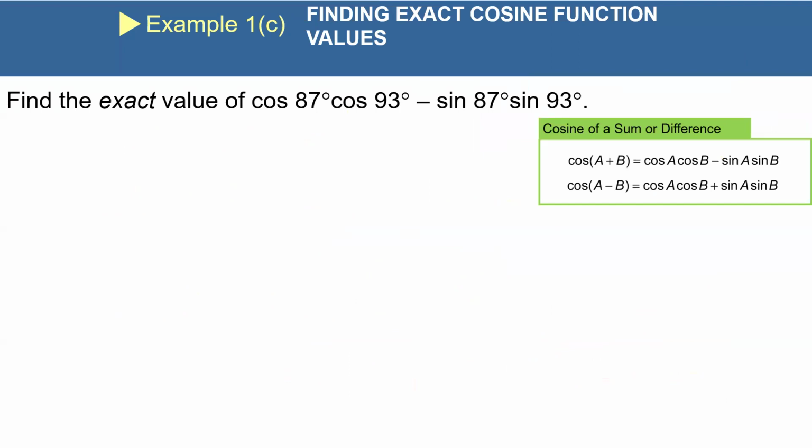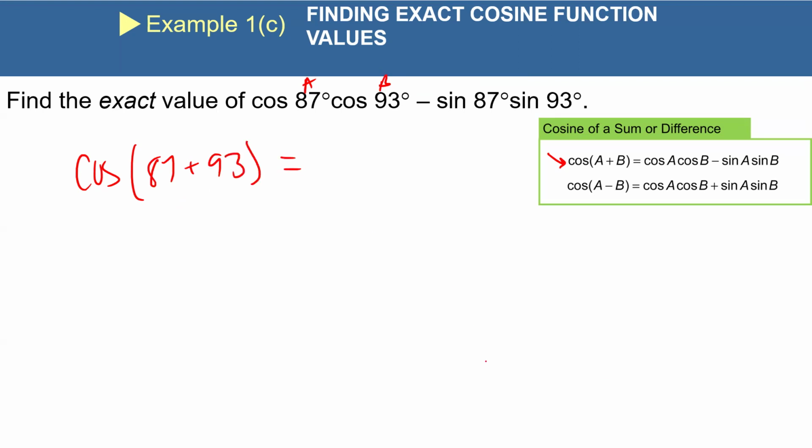Okay, so if we're going backwards, it says find the exact value of cosine of 87 cosine of 93 minus sine of 87 sine of 93. So we're going to go backwards to figure out if there's a better angle that we can use to find this. If I want to undo this, which rule am I following? It's going to be this one, right? Because these two are being subtracted. So to undo this, it becomes cosine of A plus B, this is my A and this is my B, of 87 plus 93.